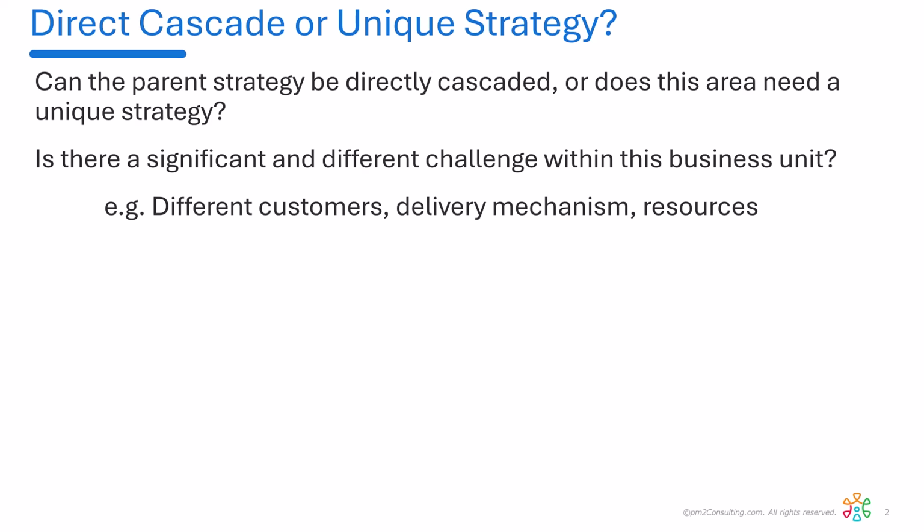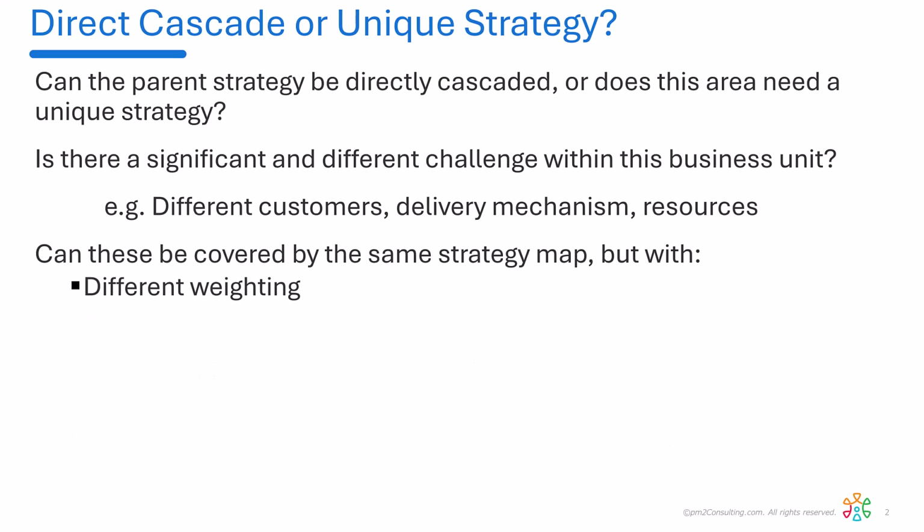So if you don't have a significant challenge, then you might be able to take the parent strategy map and just adapt it by having a different weighting, i.e. a different set of priorities, or different key results, or even just different targets, or any combination of those things. So as much as possible, do try to use that parent strategy because it just makes it easier to understand what this business unit is about. So if you make the decision that it is a direct cascade, I can take the corporate level strategy map, objectives, weightings, and move those down.